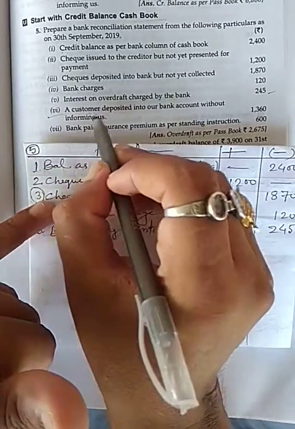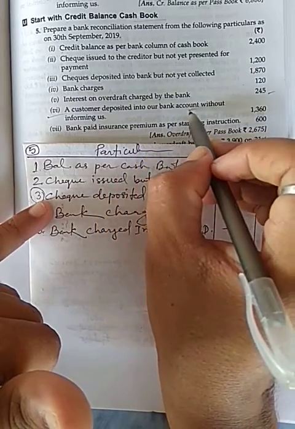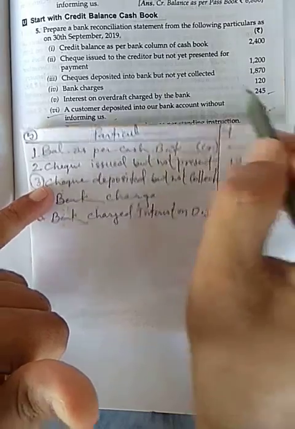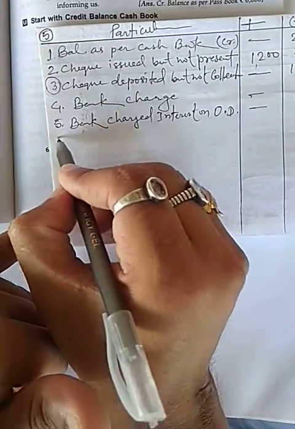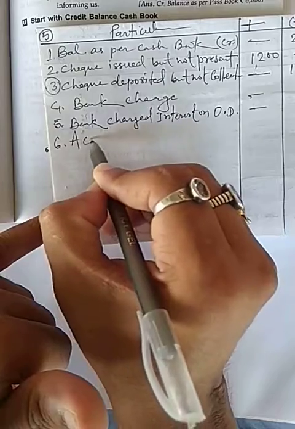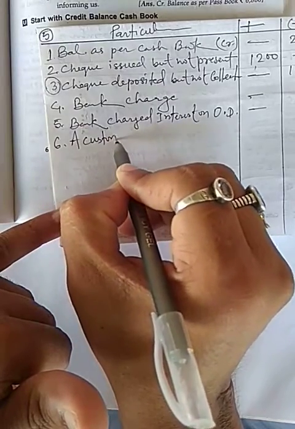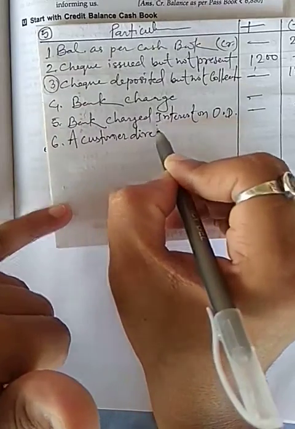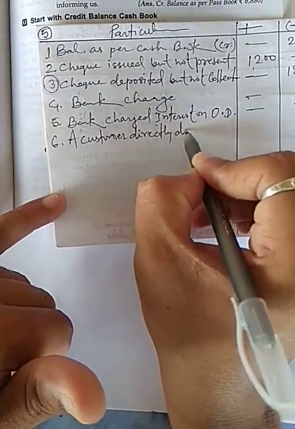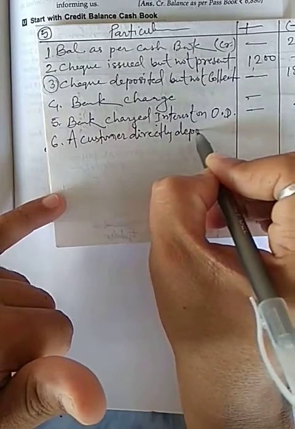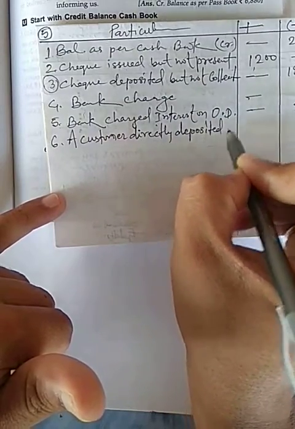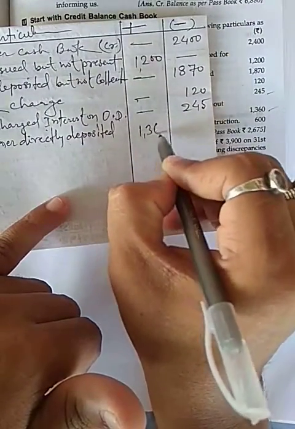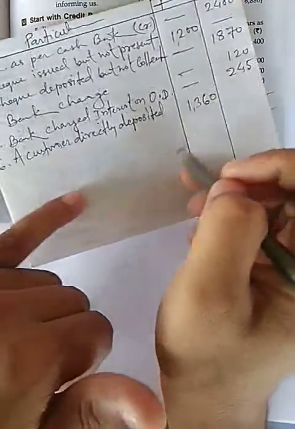Now next is sixth point. A customer deposited into our bank account without informing us 1360. So we all know, sixth point, a customer directly deposited in our bank account. Deposited 1360, it will shift in plus item.